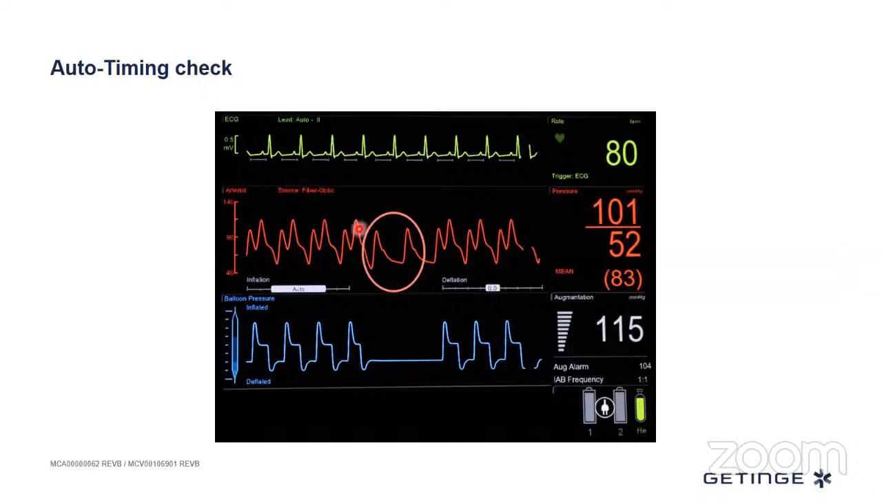So don't worry if you see this, the machine is working fine. The machine might postpone this if your blood pressure is too low. Then it will just say timing delayed and so forth.